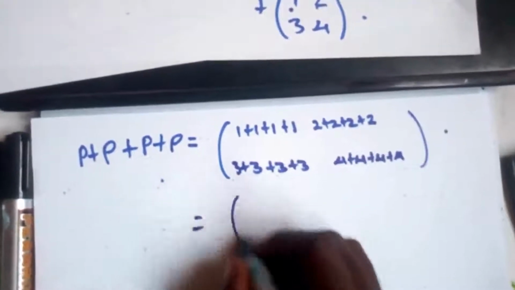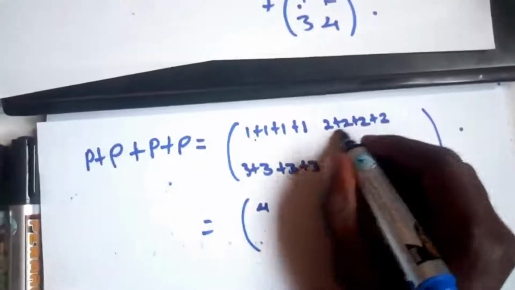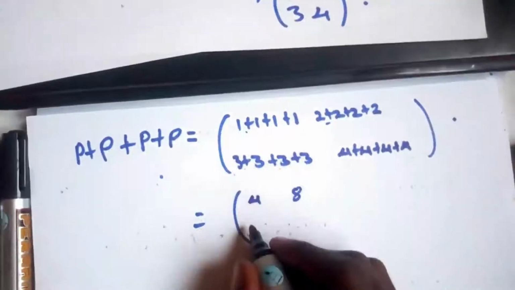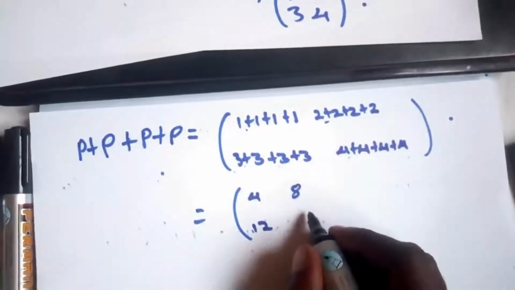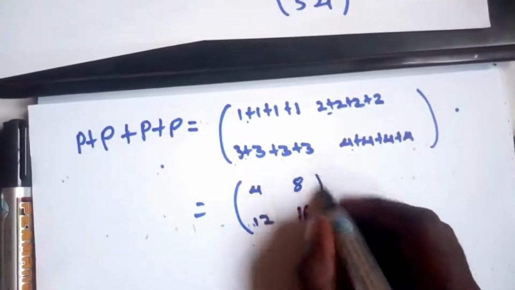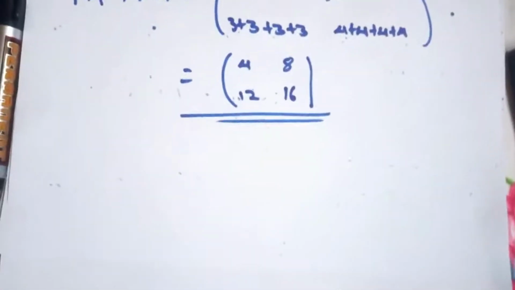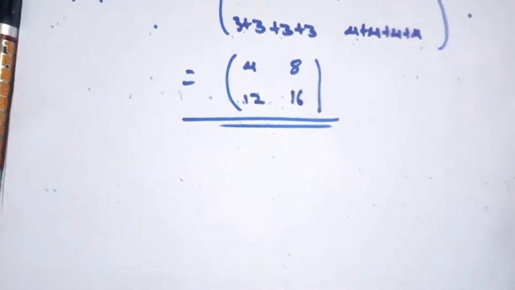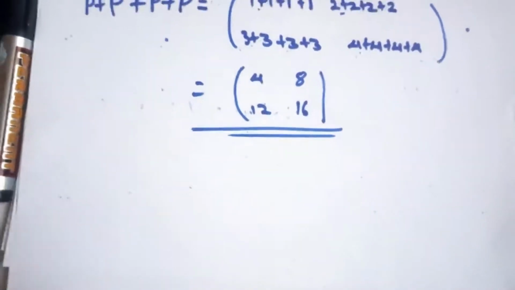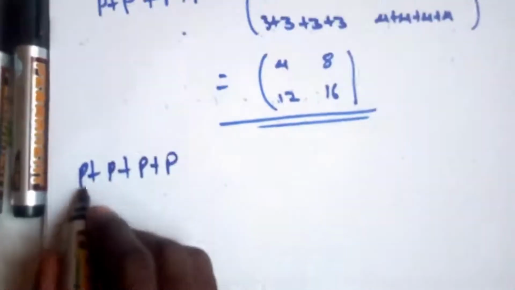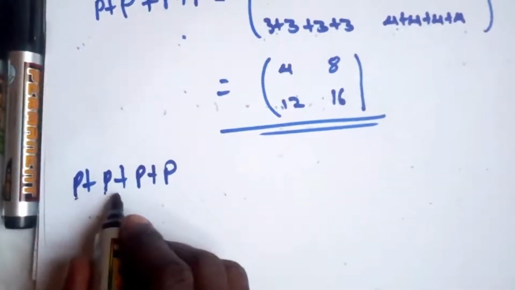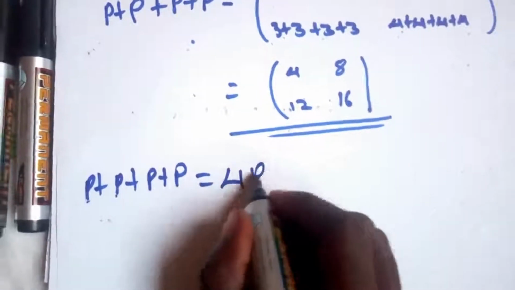Then this one is going to give us 4. This one is going to give us 8. This one is going to give us 6 plus 6, that is 12. 8 plus 8, that is 16. Now the above gives the same results if we multiply each number by a 4. Remember, these ones are 4 P's, meaning that I'm going to have P plus P plus P plus P. This is 4P. So this one is going to be 4P.